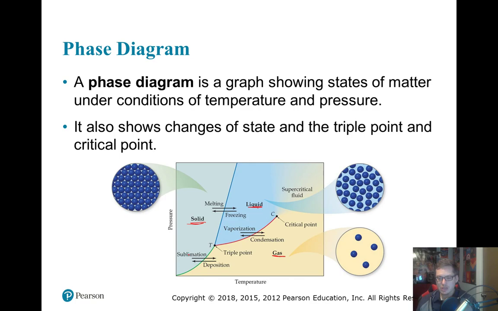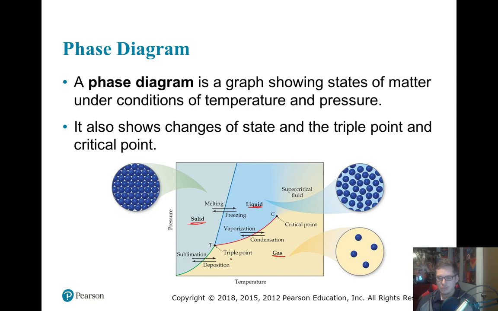We could also ask, what if I start at this phase and then start heating it up at constant pressure? Well, we're going to go from solid to liquid. We'll melt it, and then eventually from liquid we'll boil, right? We'll vaporize it. And so you should know that between solid and gas, we go sublimate and deposit, and between solid and liquid, melt and freeze, and then between liquid and gas, vaporize and condense.